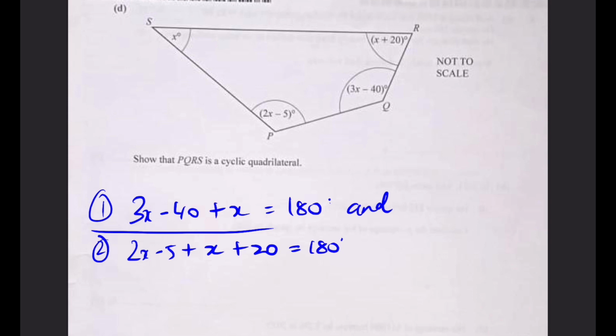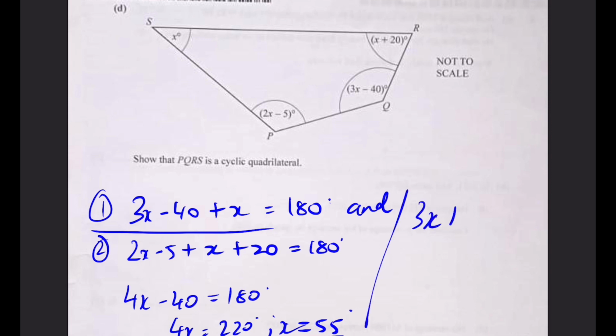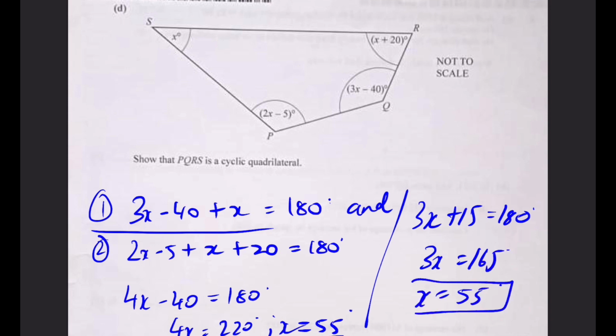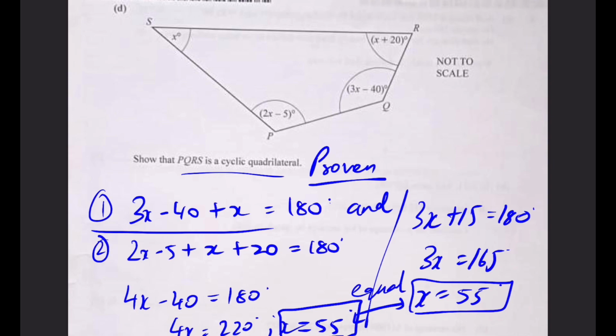Now 3x plus x minus 40 equals 180, so 4x minus 40 equals 180, and that means 4x equals 220 degrees, and x is equal to 55 degrees. Did we get x equals 55 with the second one as well? Let's see. Now 3x plus 15 equals 180 degrees. 3x equals 165 degrees, x equals 55 degrees. We also get 55 here. Since both of these are equal, therefore PQRS is a cyclic quadrilateral, proven. That's the answer.